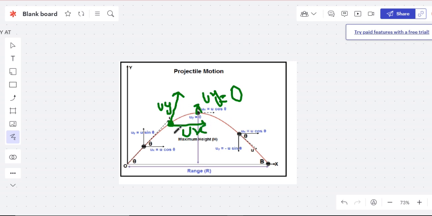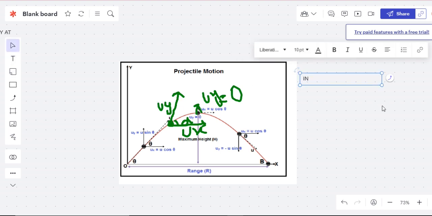One thing you must know is that the angle here is alpha, not theta. So in the ascending path, the angle moves counterclockwise. The angle is counterclockwise, which means positive. And in the descending path, the angle is clockwise.